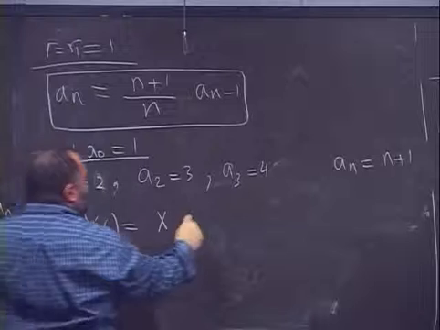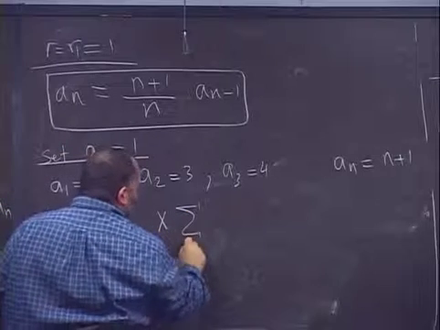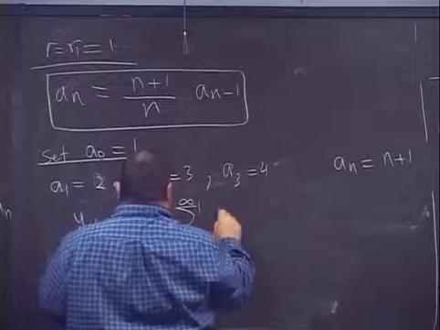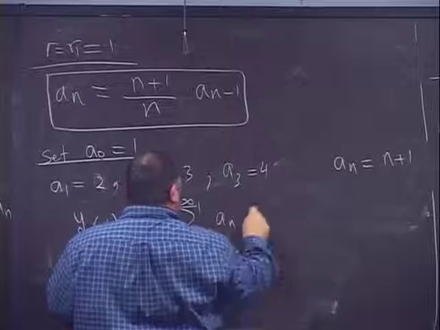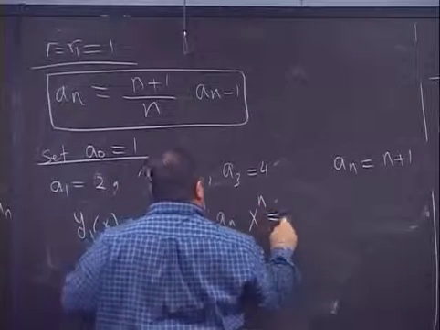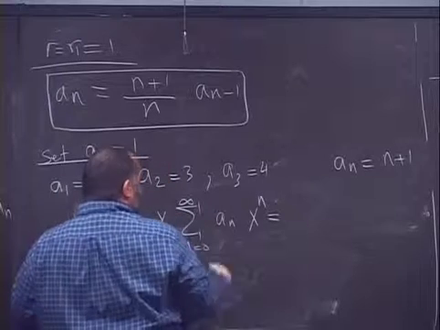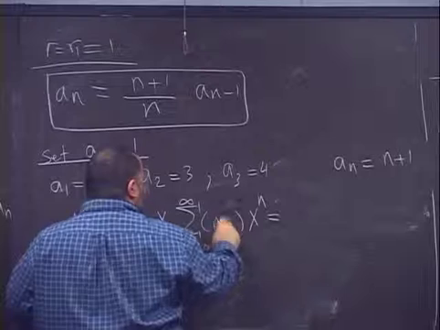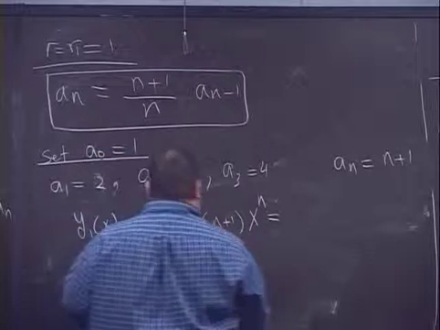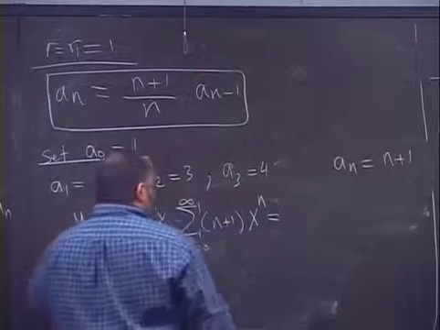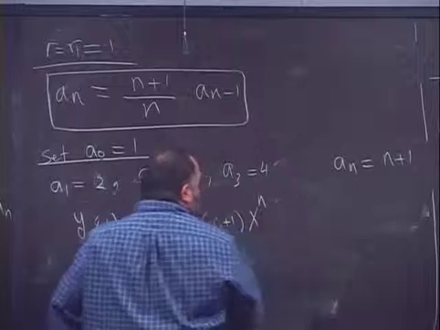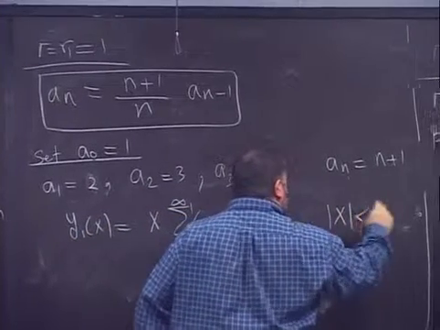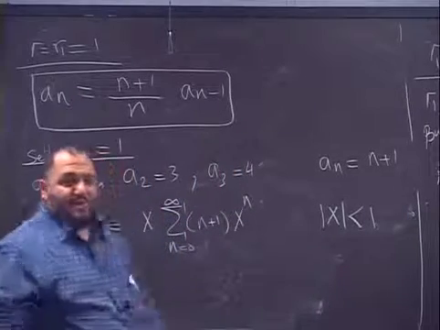Now, the solution y1 of x will be just x to the power of r1, and r1 is 1, so this will be x to the power of 1, summation from n equals 0 to infinity, multiplied by an multiplied by x to the power of n, and an is just n plus 1, so we'll remove this one and put n plus 1. And this holds for the absolute value of x less than 1.